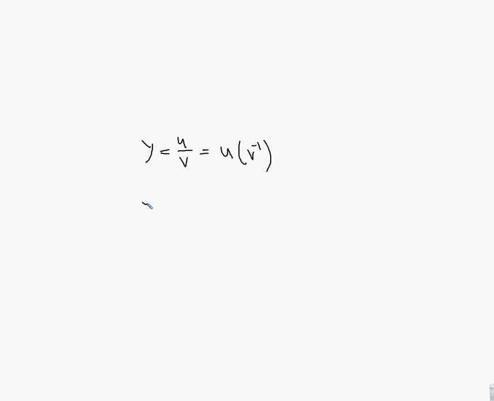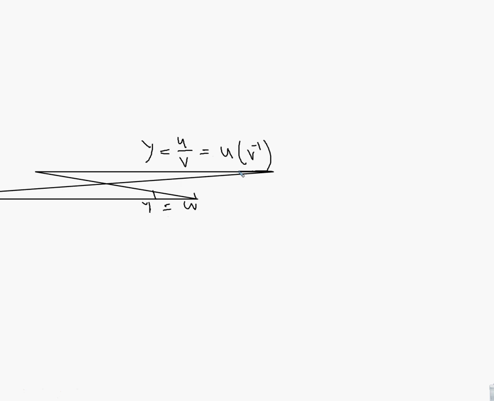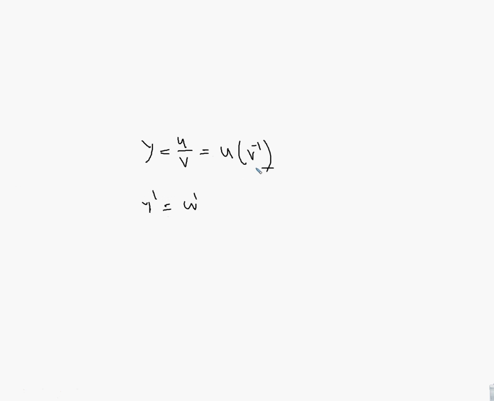So y prime is going to be u prime v, which in this case, v is this whole thing. It's not just v, but for the product rule it becomes this whole quantity. So I have to put v to the negative 1. Plus v prime, and again, we're talking about this whole quantity here. So it's going to be negative 1 v to the negative 2, and I'm going to do the chain rule and multiply by v prime. And then times u to finish out our product rule.